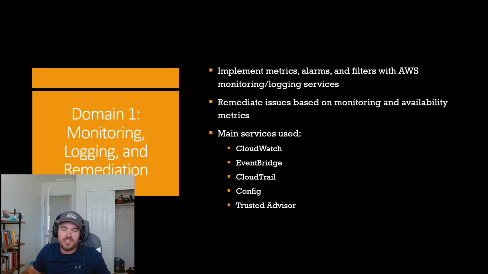And the main services that are going to be used in this domain are CloudWatch, EventBridge, CloudTrail, Config, Trusted Advisor. So again, guys, when I say main services used, I don't mean only services used. Okay, there's definitely some overlap here, but for each domain, these are the primary ones you're going to want to keep in mind. Okay.